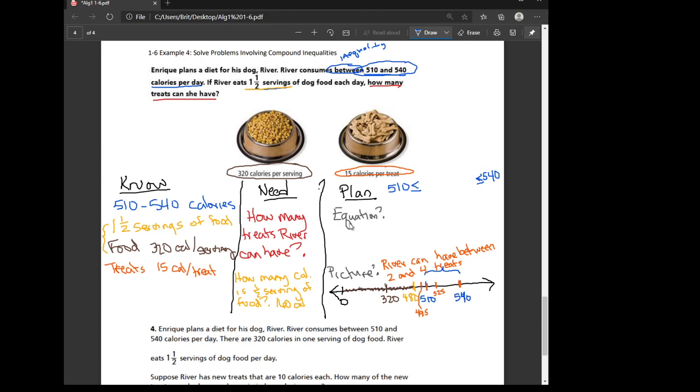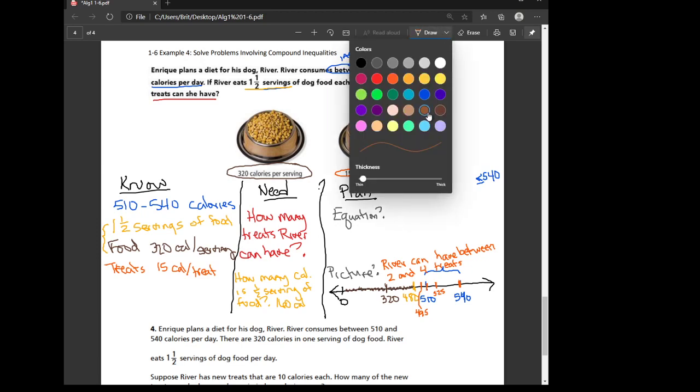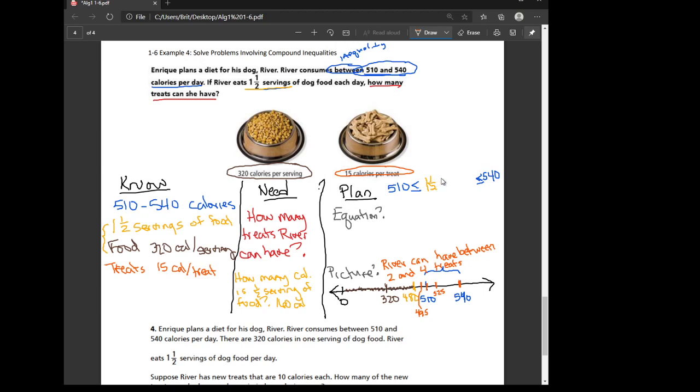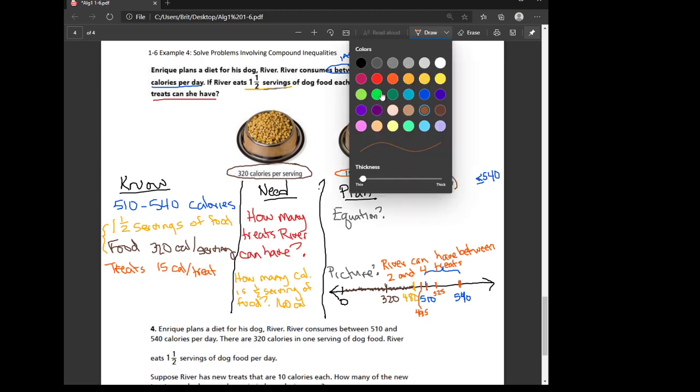We know that River can eat 1.5 servings of food. So to show that, I'm going to take 1.5 and multiply it by however many calories are in River's food. That's 320. Okay, so that gets me the food portion. And then we want to figure out how to add in 15 calories per treat.